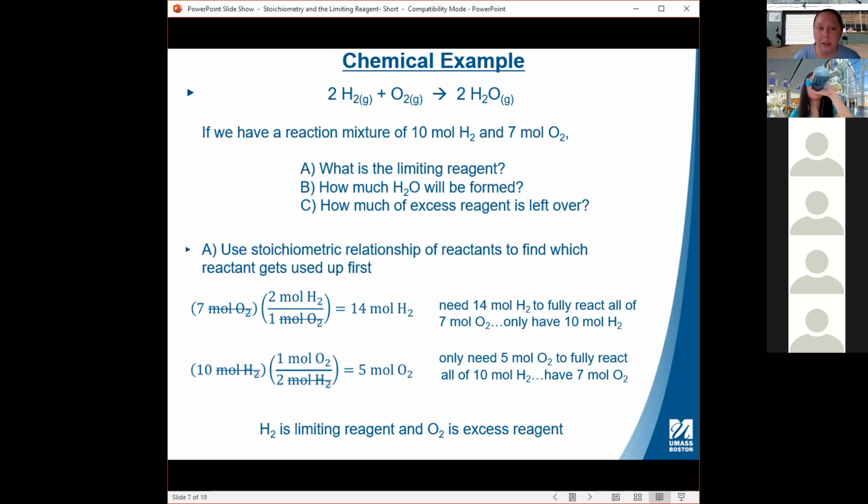So the first thing that we need to do is find out how much product we can make from each of these starting amounts. So in this example, they're starting with oxygen.